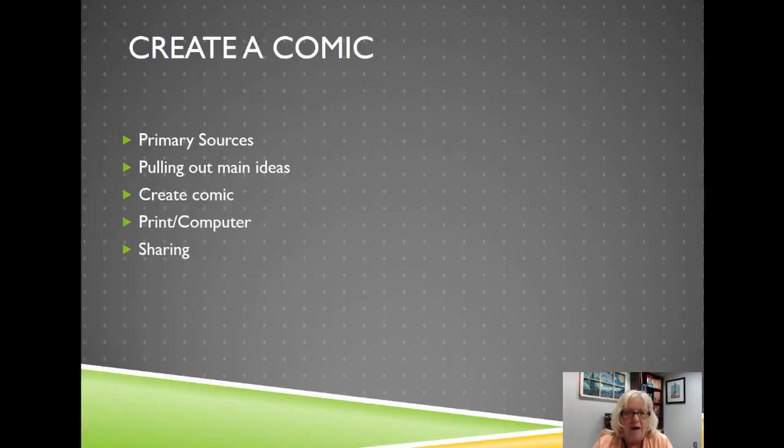I also wanted to mention that you could have your students create comics. It's a great way to have them pull the main ideas out of what they're reading.